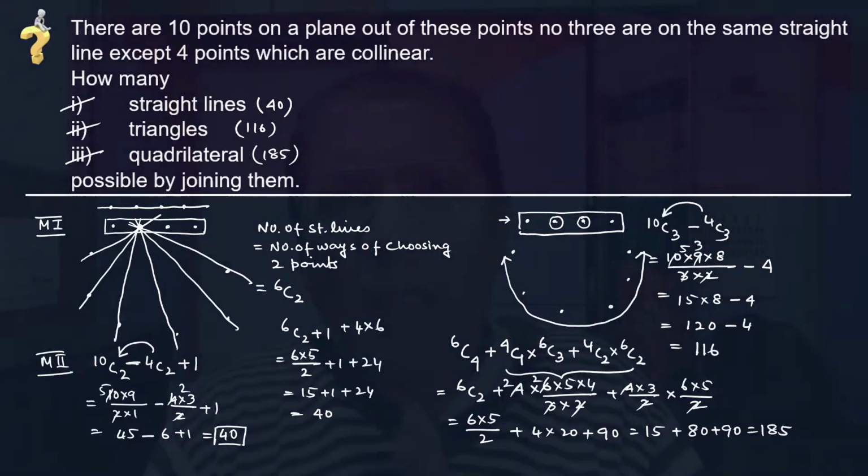Have you understood the problem? When we considered straight lines, I did it by 2 methods. I hope you have understood. If not, please rewind this video after this live class and you can see this one again. Then we considered how many triangles there will be. And the last problem was how many quadrilaterals you can form.